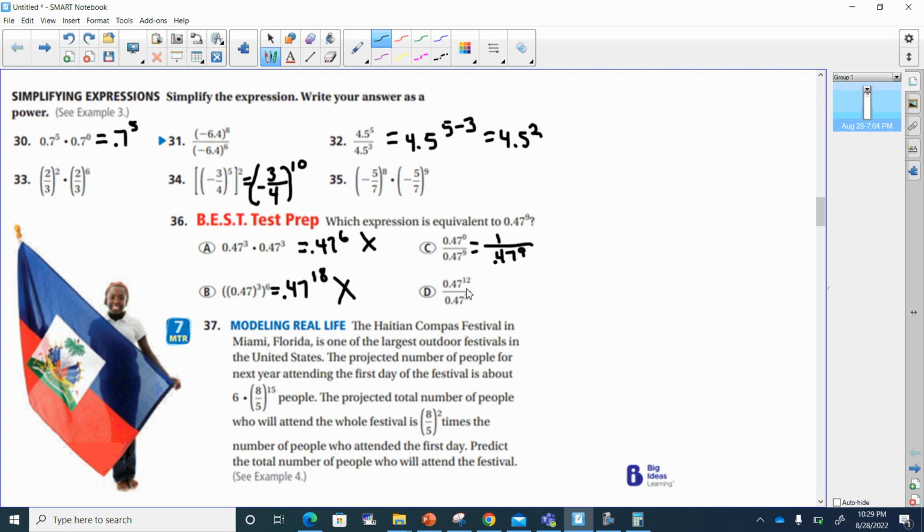This one is going to be equal to 0.47 to the 12 minus 3. 12 minus 3, finally, that's 9. So this should be 0.47 to the 9th power. That is the right answer. All right, going to number 38.